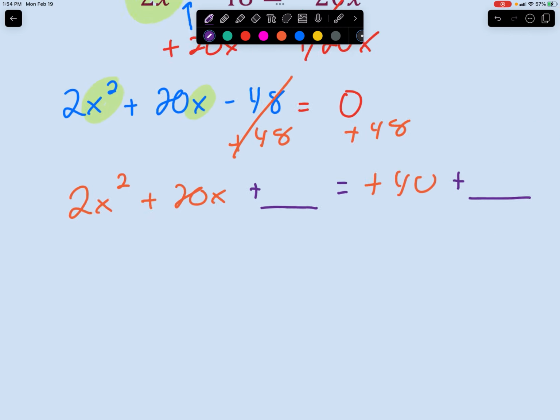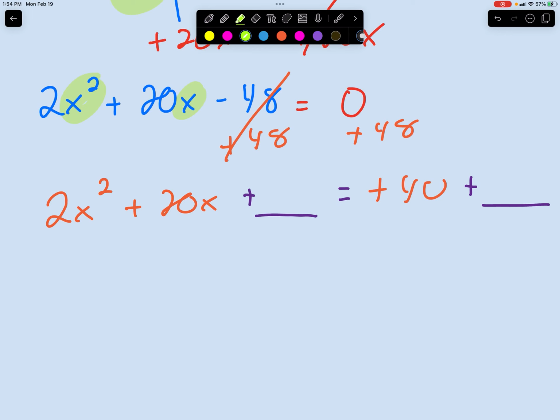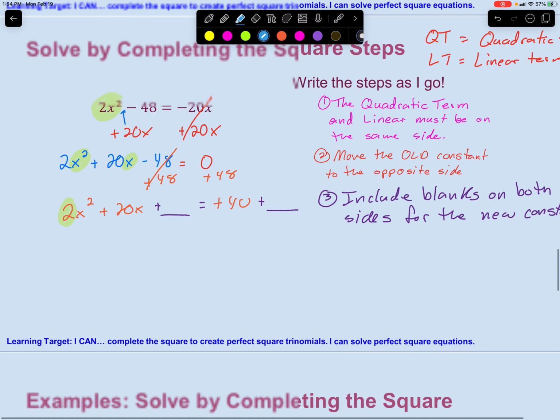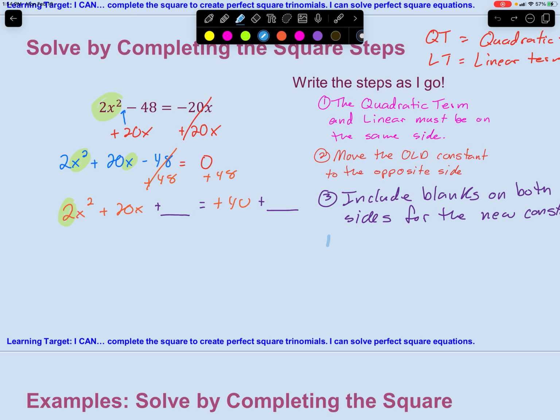And actually, before I even get further than that, I noticed that my leading coefficient is 2. This is a problem. I can only complete the square if a equals 1. So if a does not equal 1, divide everything by a. So that will look like this.